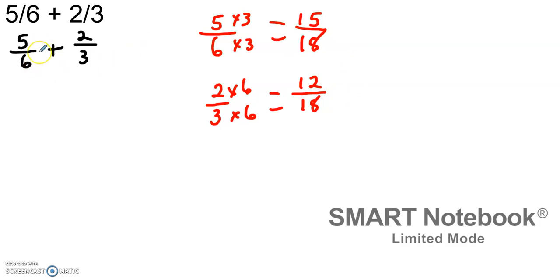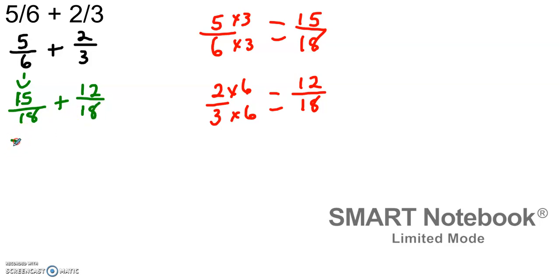And I could substitute my original number with our equivalent fractions that we created with the same denominator. So 5/6 became 15 eighteenths. So I'm going to rewrite that 15 eighteenths. I'm going to bring down my plus sign. The 2/3, my equivalent fraction, is 12 over 18, or 12 eighteenths.